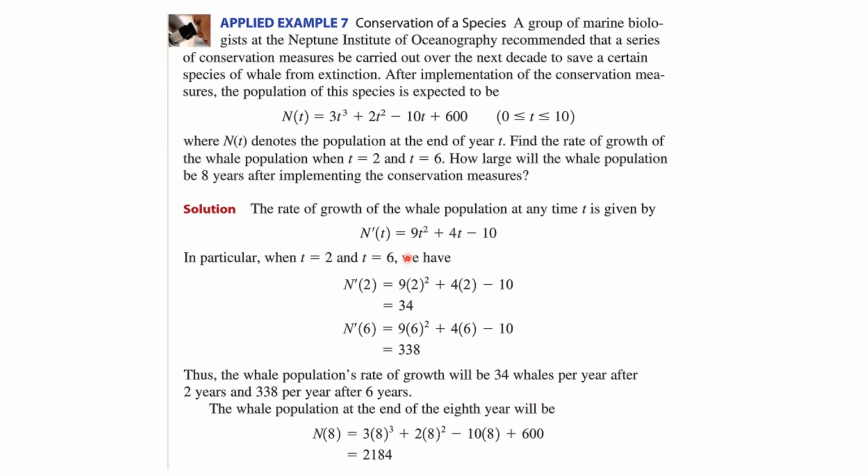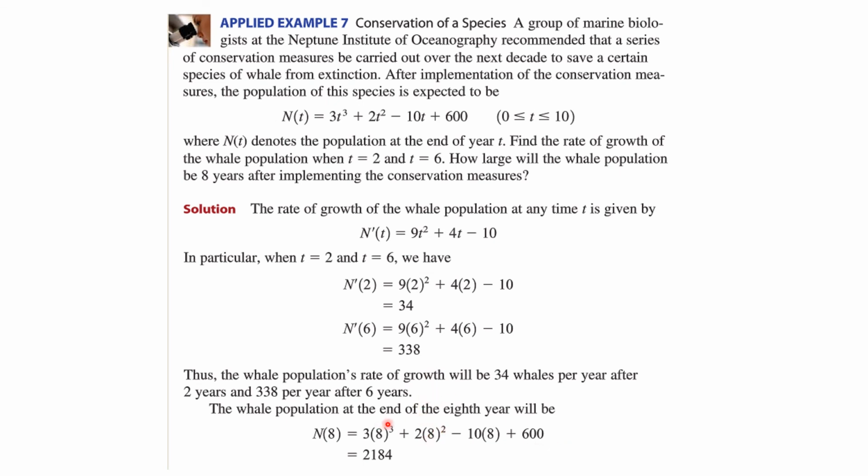So the rate of growth, the rate of change, of course, is going to be the derivative. So you take the derivative of this, you get 9t squared plus 4t minus 10. And they ask you to plug in 2 and 6. So this is 34 whales. At the end of 2 years the rate of growth is 34 whales per year. And here the growth becomes 338 whales per year. And that's just saying this after 2 and 6 years.